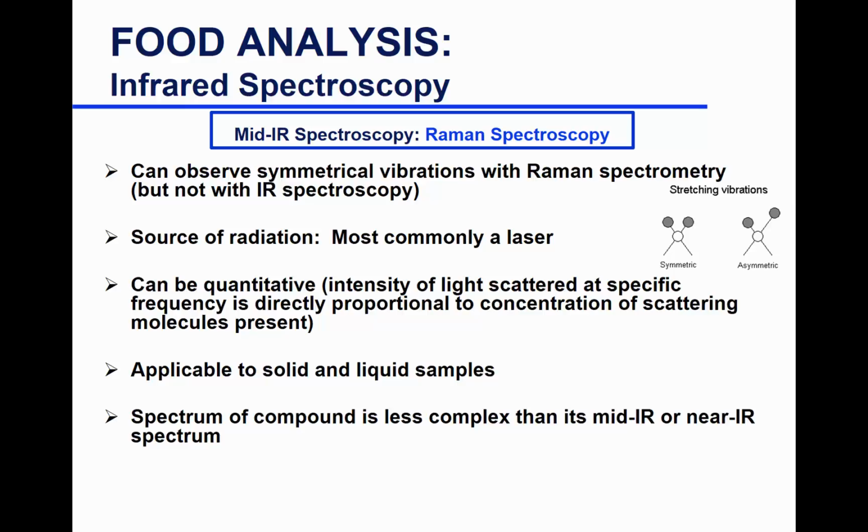And the source of radiation is an infrared-based laser, so that you don't get interference from fluorescence as you would if you use a UV or visible laser. Okay, so the intensity of the light scattered is specific to the frequency and proportional to the concentration of the molecules that cause the scattering of light.